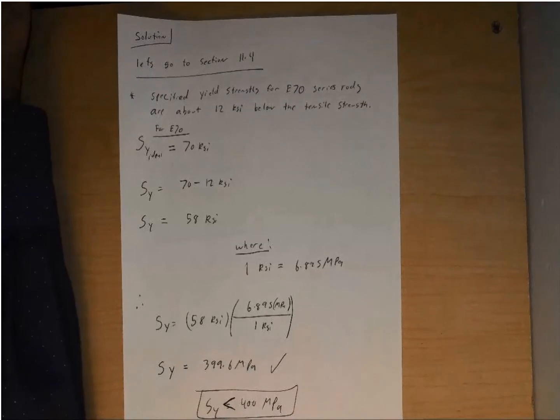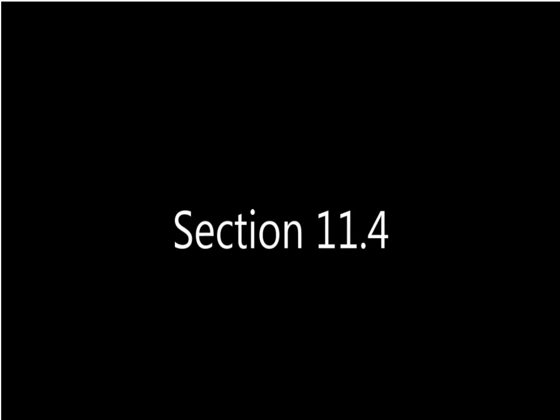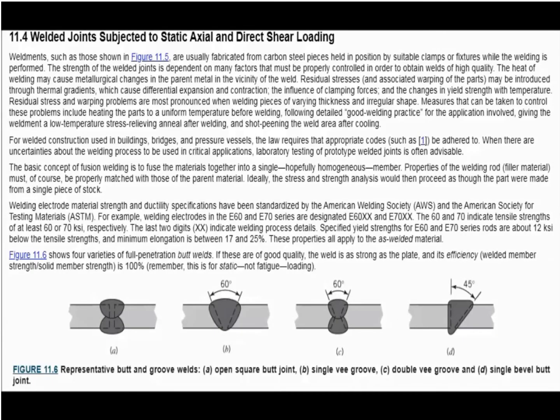So now we want to go through and begin our solution. And where we want to start for our solution is with section 11.4, where we're taking a look at the specified yield strengths for E70. So now we want to take a look at section 11.4 from our textbook. And this is on page 334.